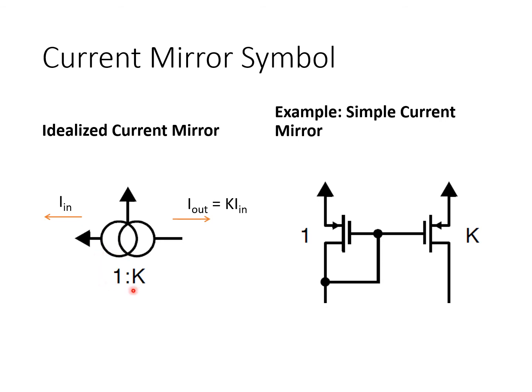If there's an annotation on the symbol like this, identifying a ratio of 1 to k in this case, that is the ratio of the sizes of the devices in the current mirror. So it means that this transistor on the right has a W over L ratio k times larger than the one on the left. Therefore, currents here are mirrored with a gain of k.